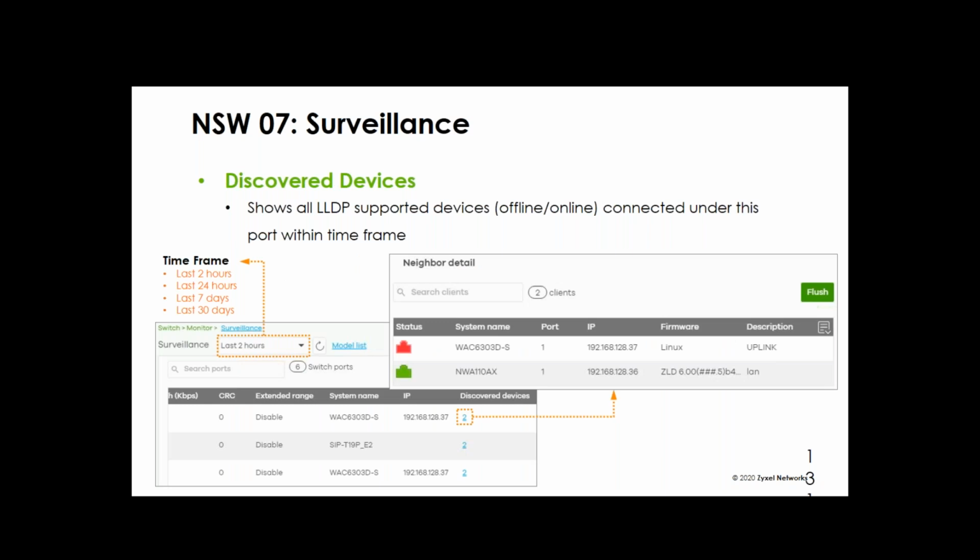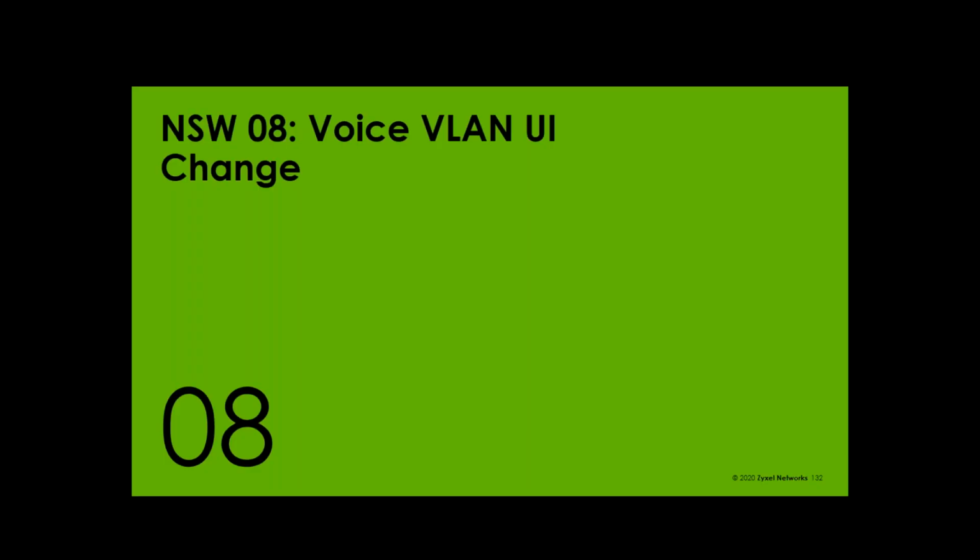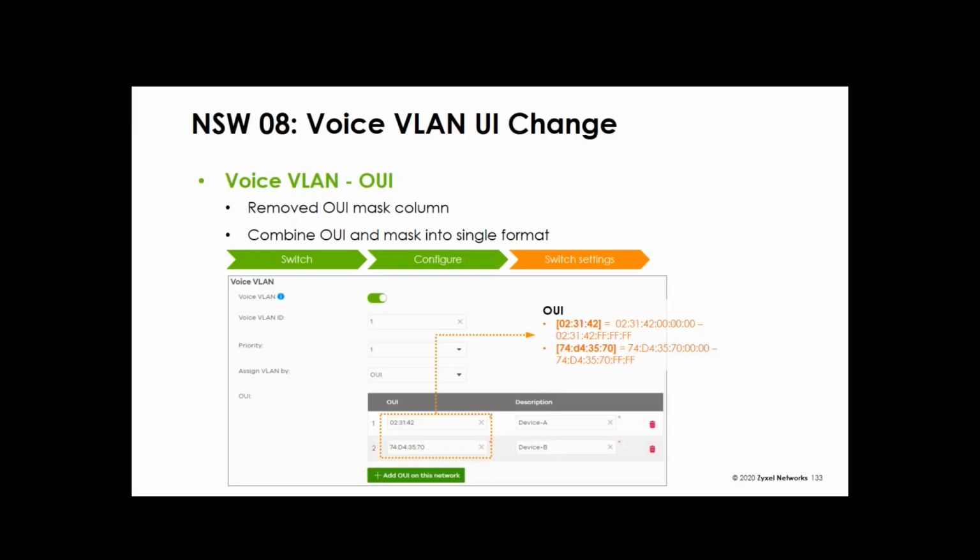So realistically, you shouldn't really get any of these errors. If you are getting errors, these are screens that help you determine what's going on. There's been a slight change in the VLAN configuration where you enter the OUI. Whereas before you tended to enter a mask with it, now you can enter as many bytes as you like, depending on how you want to do it.